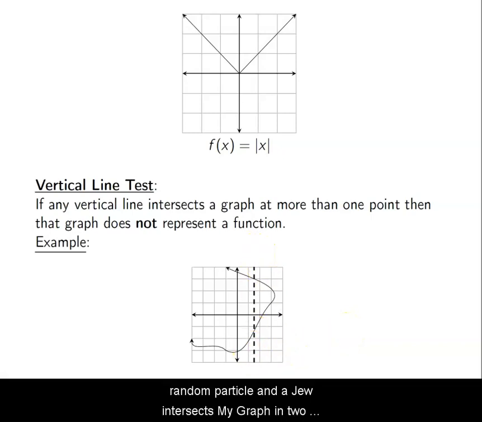So this random vertical line I drew intersects my graph in 2 separate places. That means that whatever this input is, it has an output of this and an output of this value down here. So remember what I talked about with our remote control.